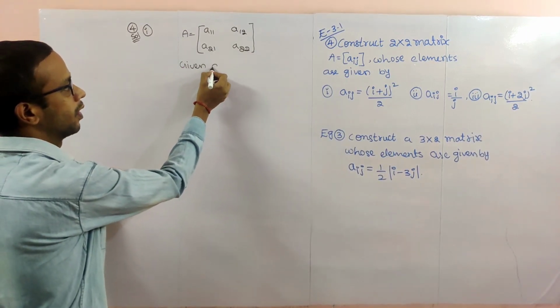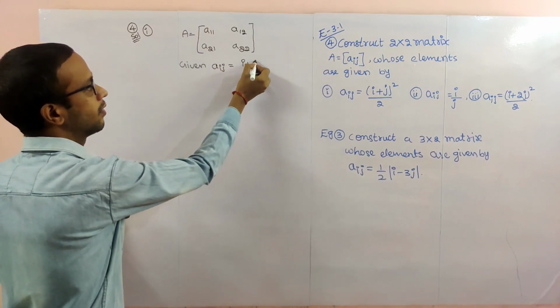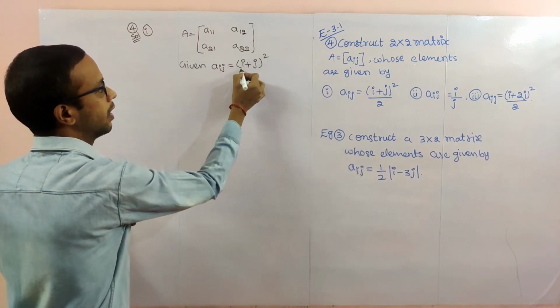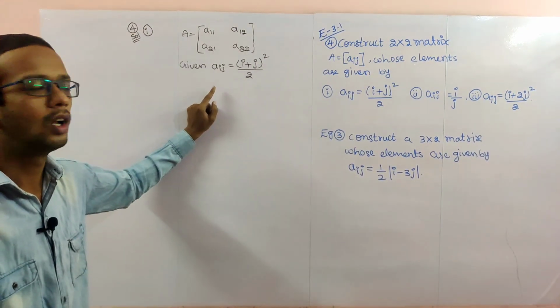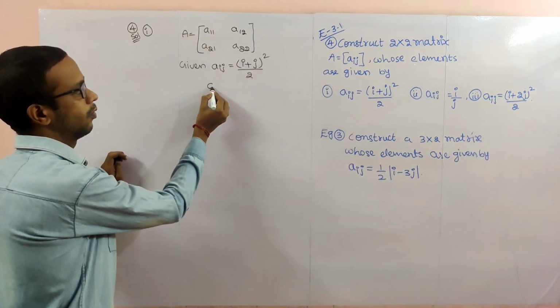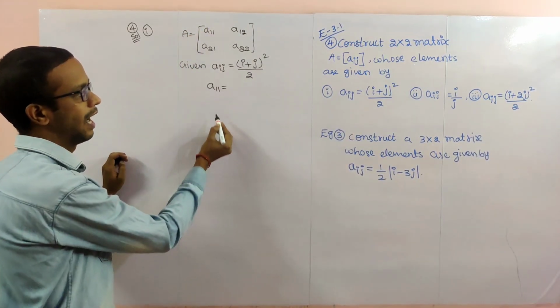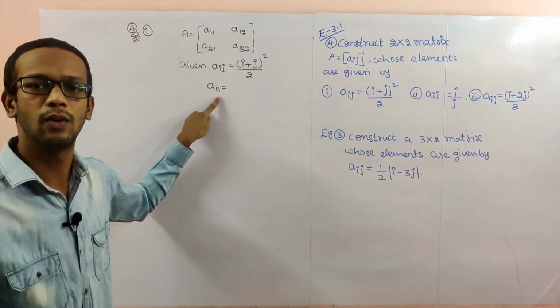Now, what is given? Given aij equals (i plus j) whole square divided by 2. So now we have to find each and every element. 4 elements we have to find. For a11, what do we have to substitute for i? 1. And for j, what do we have to substitute?